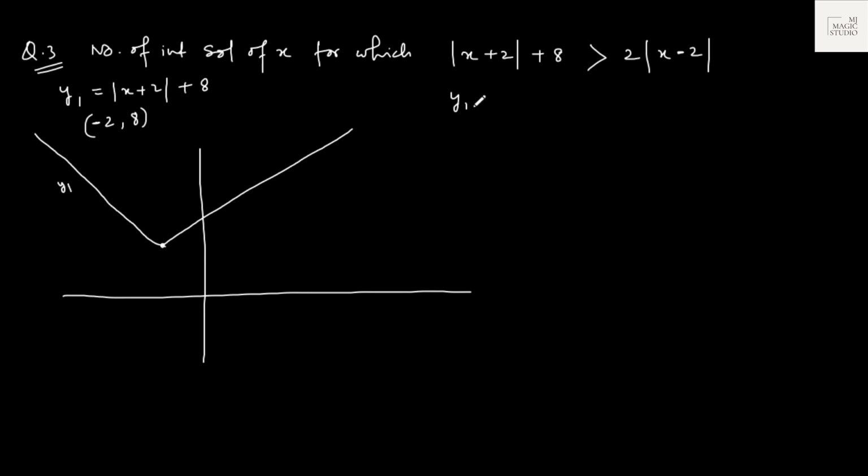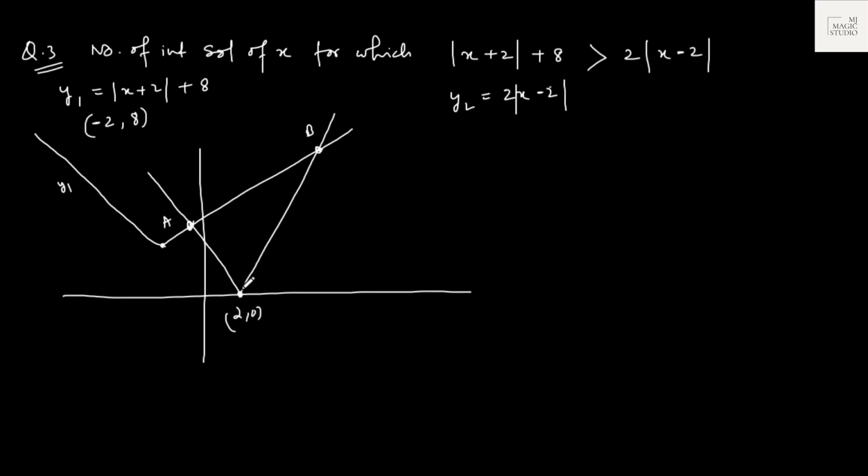For y2 equals 2 into mod x minus 2, it will start at x equals to 2, y equals to 0. This point 2 comma 0, and we will have a graph like this. Clearly it can be seen that they are intersecting at 2 points. We need to identify these 2 points again, A and B.